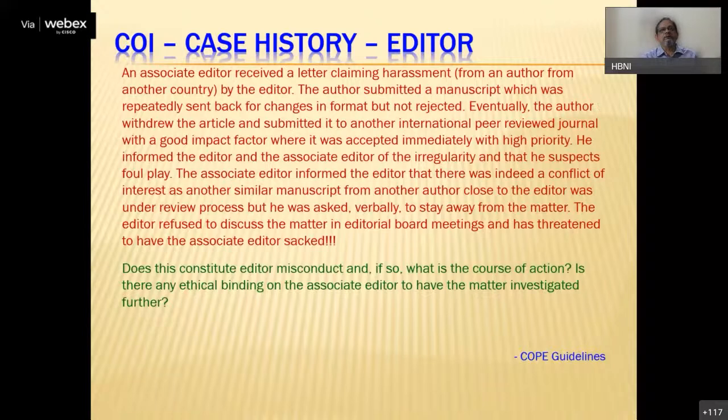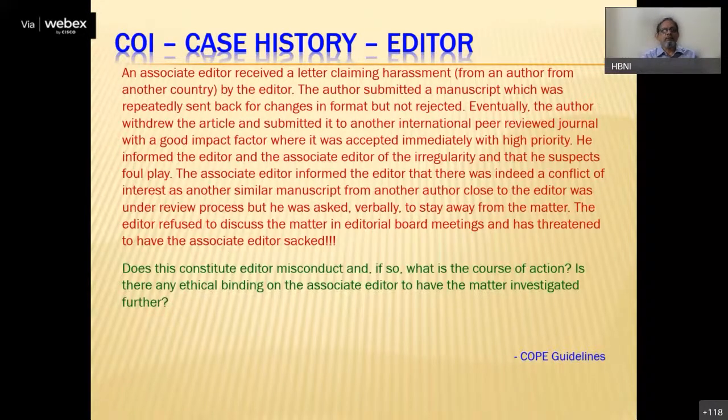Now another case here is that an associate editor received a letter from an author from another country claiming harassment by the editor. So an associate editor, who is below the editor, receives a letter from an author saying that the editor of the journal is harassing. So what is the harassment? The author submitted a manuscript which was repeatedly sent back for changes in format, but not rejected. And eventually the author withdrew the article and submitted it to another international peer-reviewed journal with a good impact factor, where it was accepted immediately with high priority.